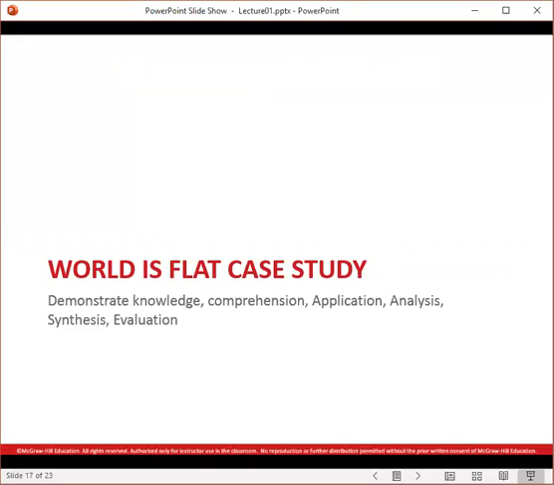Okay, our second case study is The World is Flat case study by Thomas Friedman, and that's on page 37 of our text. So read through that, and we'll come back after 15 minutes and go over the questions in that.